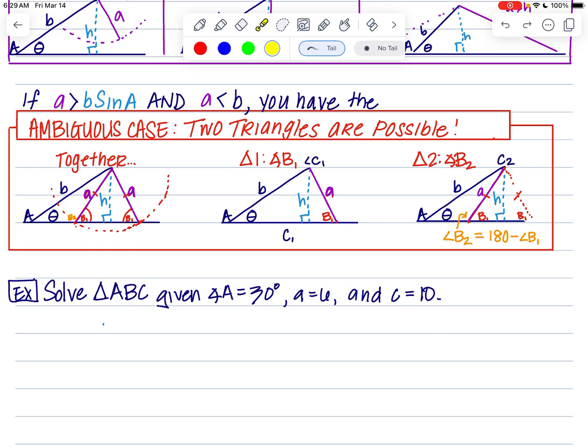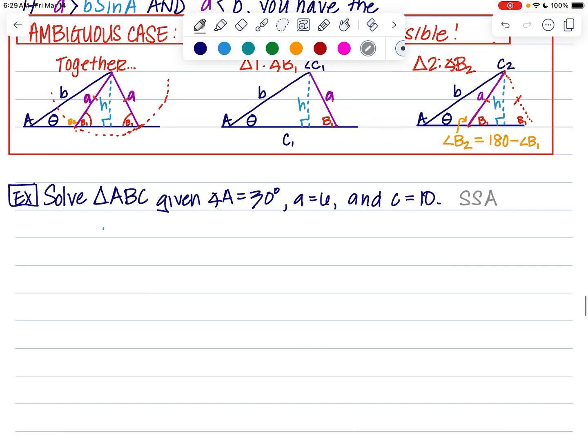Okay, so here we go. In this case right here, we are given side, side, and an angle. In this example, I have angle A is 30 degrees, side A is 6, and side C is 10.